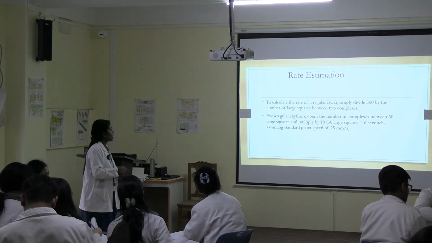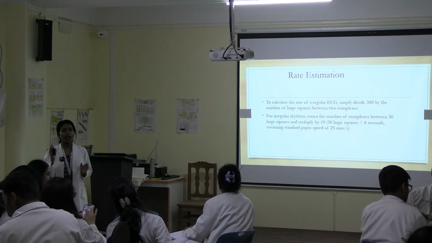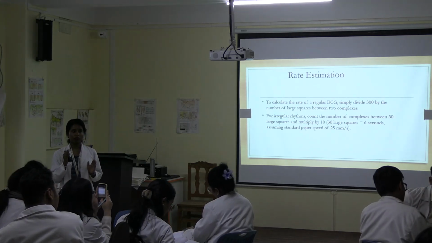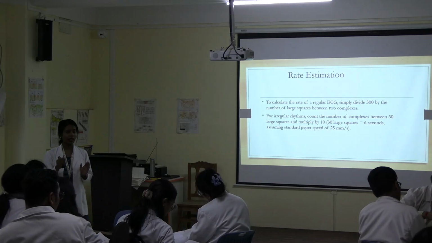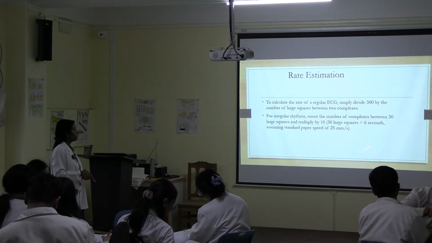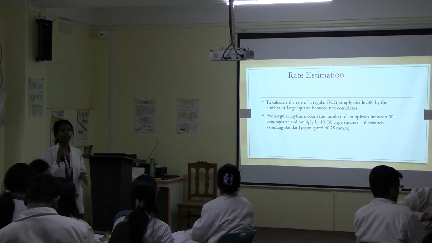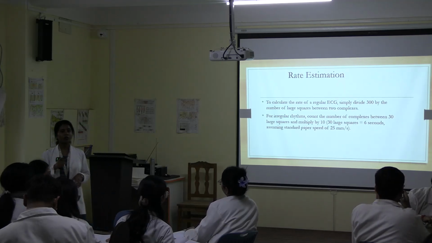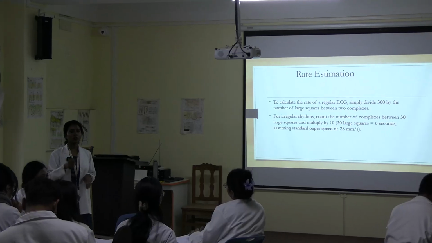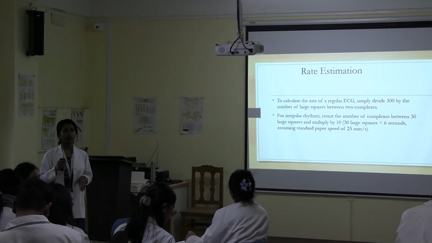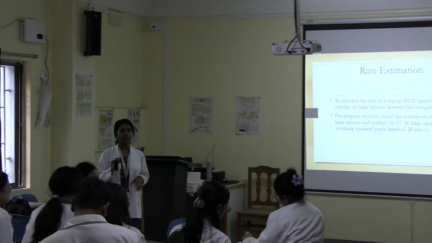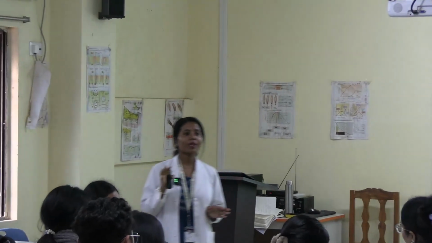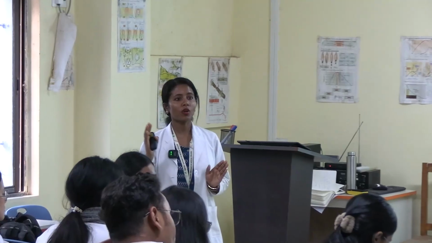Okay, so you have to count how many complexes are there in the 30 large squares. QRS complexes, how many are there? Okay, so after you found that, that will be equivalent to 6 seconds. 30 large squares will be equivalent to 6 seconds. So if you have to count for 1 minute, then multiply by 10. Okay, everyone clear? Right? So you have to count the number of complexes in the 30 big squares.